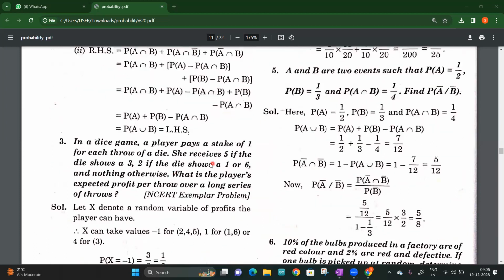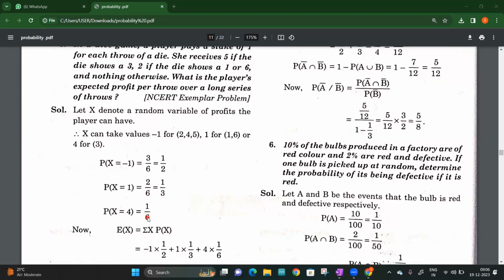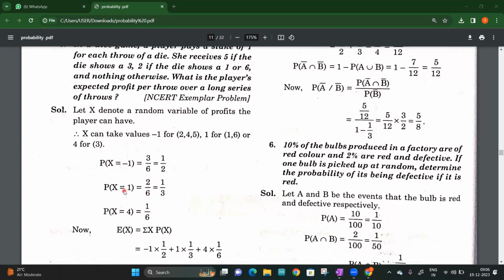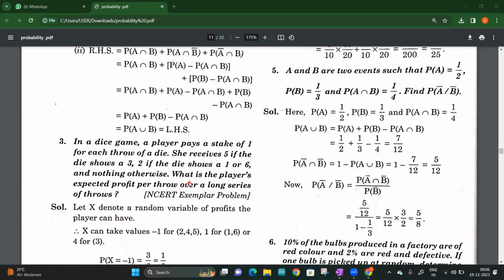Let's observe this question. Stake of 1 for each throw of a die. She receives 5 rupees if the die shows a 3. What is the probability of the die showing 3? 1 by 6. The probability of getting 4 rupees of profit is 1 by 6. For 1 rupee, the probability is 1 by 3. How did we get this 1 by 3?